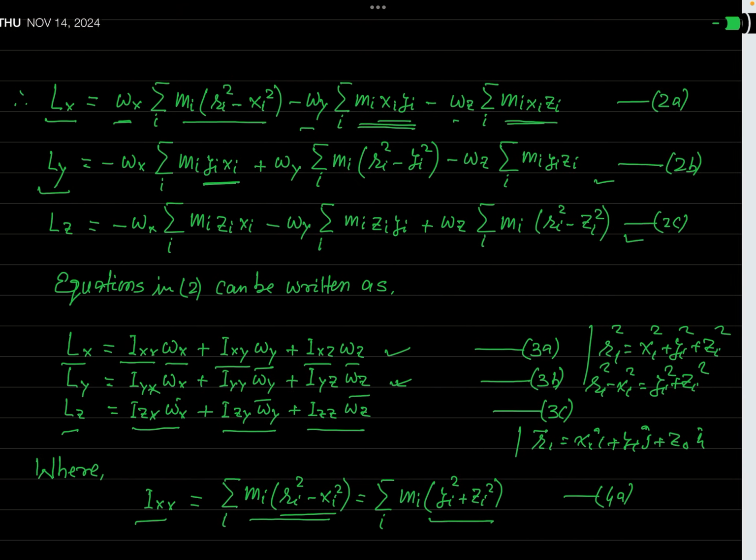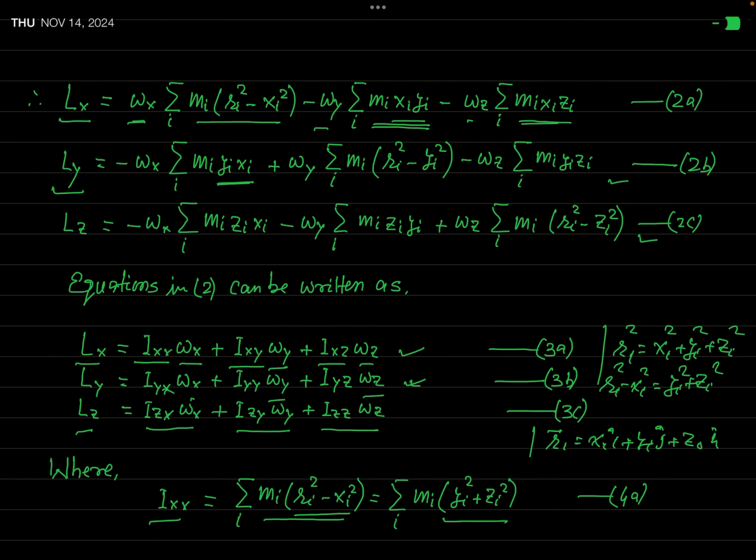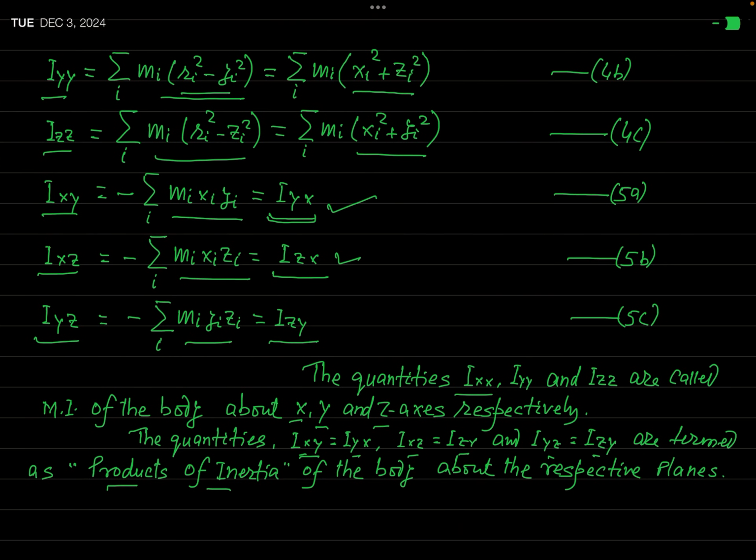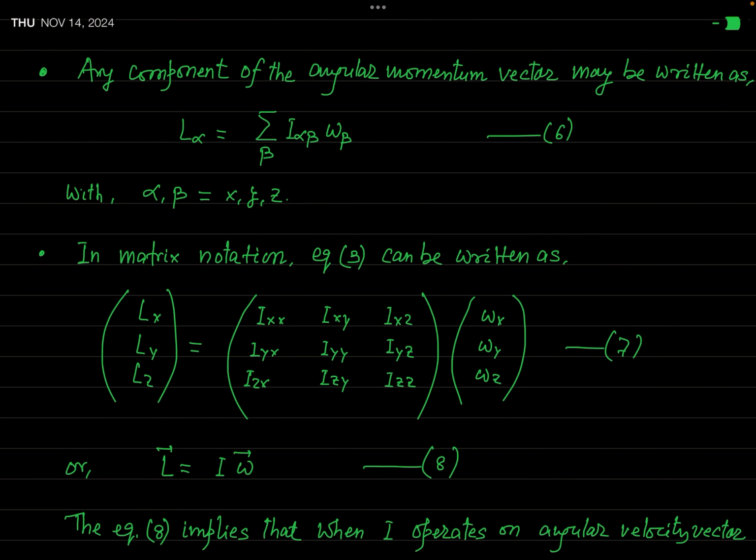I have written the components of the angular momentum vector L in equation 3. You can see Lx, Ly and Lz have been defined. These components, which have been expressed in terms of moment of inertia and product of inertia, can actually all be written in compact form by a single equation. A single equation can give you all those 3 equations. And how can you write that single equation?